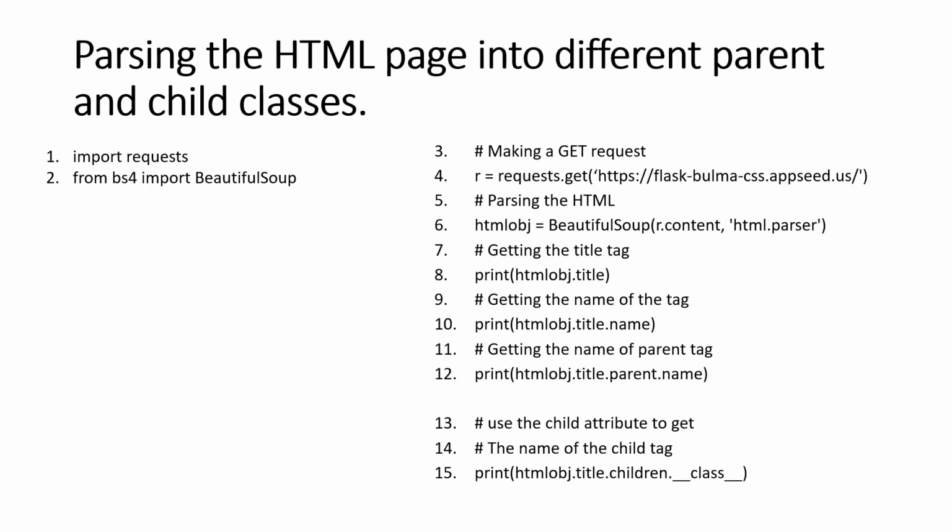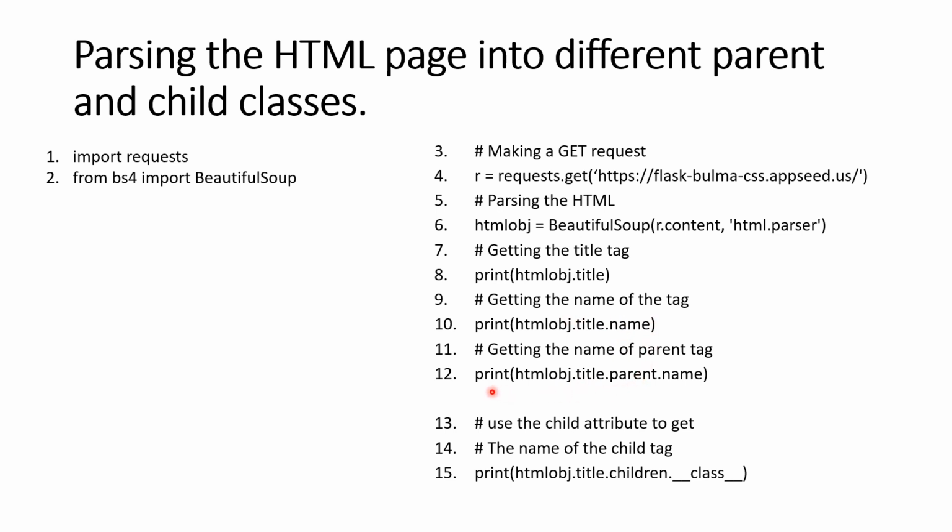Now here I have discussed how to parse in a hierarchical order. As usual, first import requests and BeautifulSoup, get the content using the get method and parse the tree using the BeautifulSoup function. Then on the return object, here the return object is HTML obj, display the tag that you want. So I have written HTML.title, so it will display the title. Then I have displayed the name of the title using title.name.